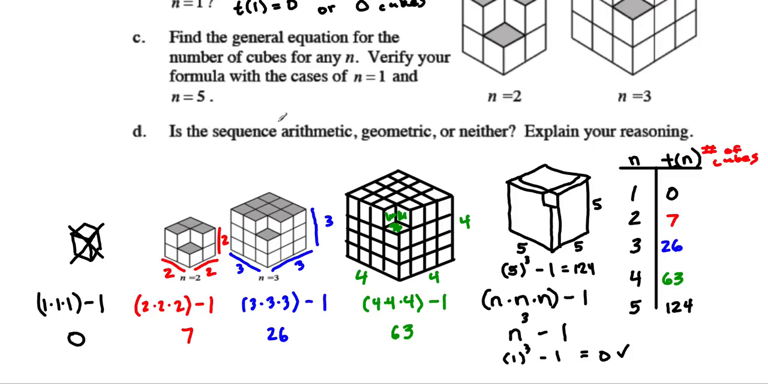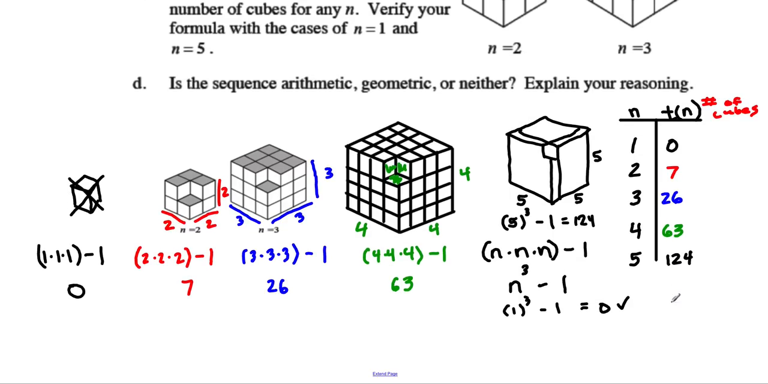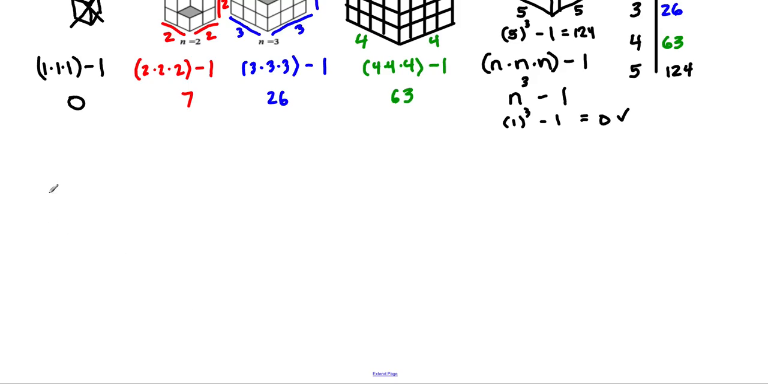So, is this sequence arithmetic, geometric, or neither? Explain your reasoning. Okay, now this is more of an important part of it here, because a lot of people are like, well, I got to figure out what the 0th term is and all that. You don't really have to. In order to see if it's arithmetic or geometric, we know that these are consecutive terms in the sequence. Remember, if it's arithmetic, it's going to have a common difference.